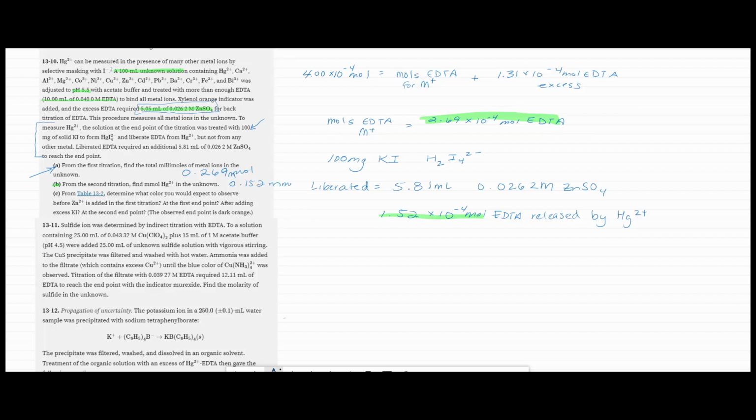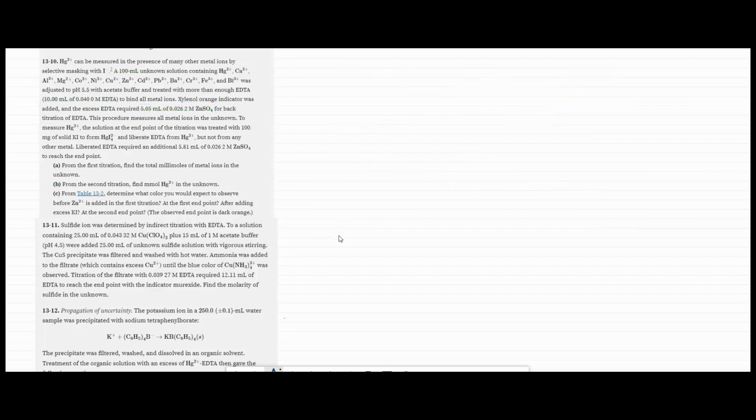And from the second titration, the millimoles is 0.152 millimoles. Number 11, we have a sulfide ion determined by indirect titration. A solution containing 25 milliliters of this copper substance plus 15 milliliters of a 1 molar buffer, pH 4.5, was added to 25 milliliters of an unknown sulfide solution. The precipitate was filtered and washed, and ammonia was added to the filtrate until the blue color was observed. Titration of the filtrate with this concentration and volume of EDTA reached the endpoint. Find the molarity of sulfide in the unknown.